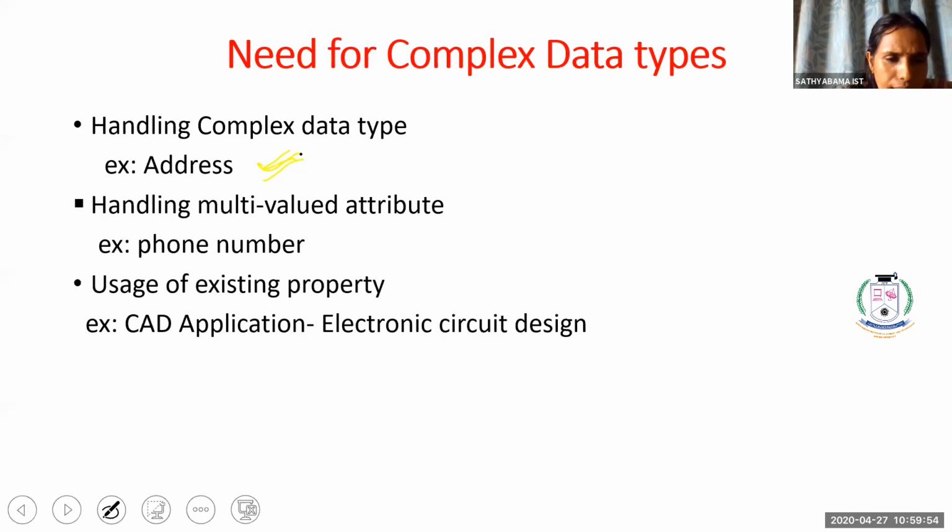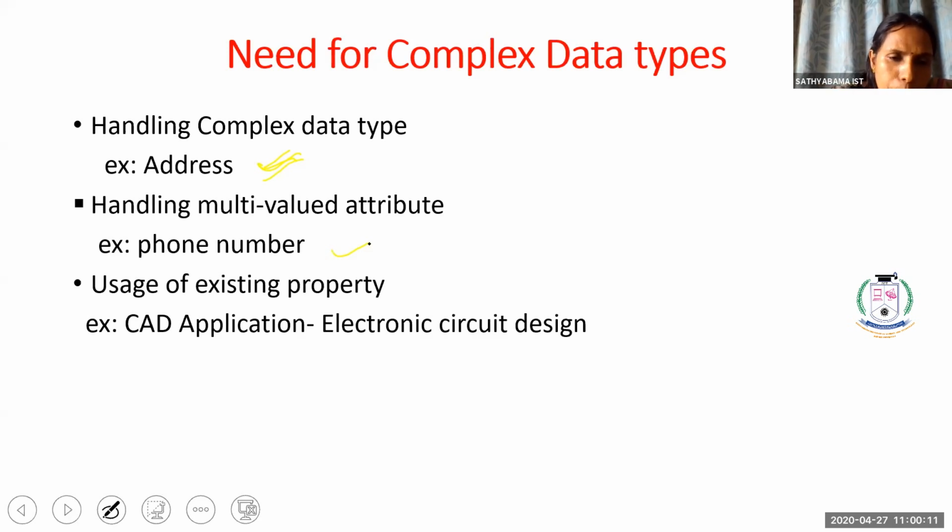And another thing is, say for example, a multi-valued attribute. What is a multi-valued attribute? The attribute will have more than one value. Say for example, consider the example of the phone number of a particular person.